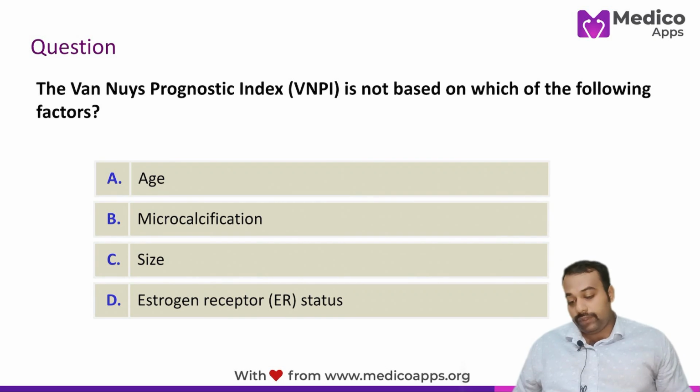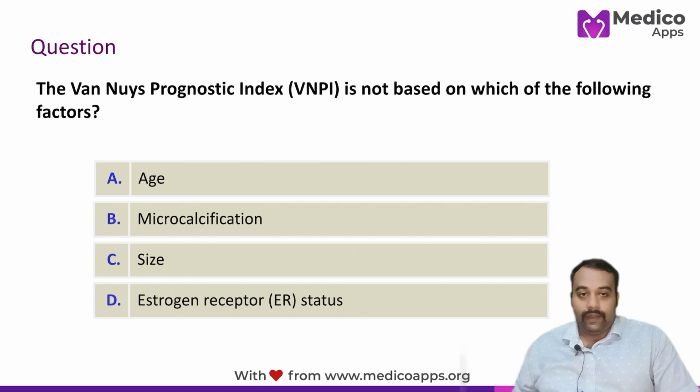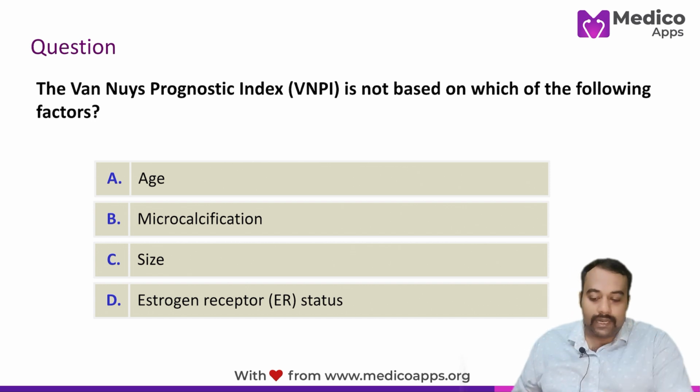So our next question is, the Van Nuys Prognostic Index is not based on which of the following factors, right? Which of the following factors? So let's see a few things regarding this index.